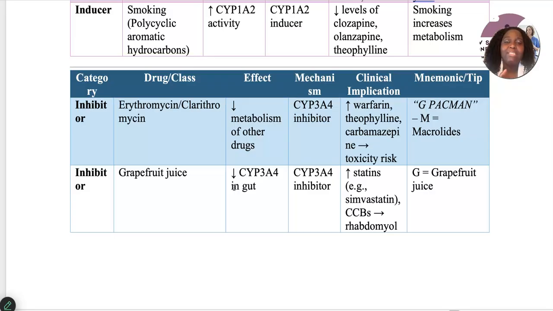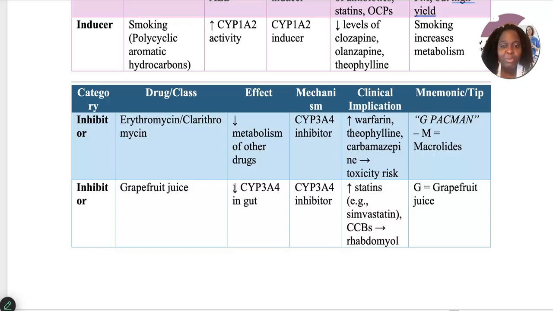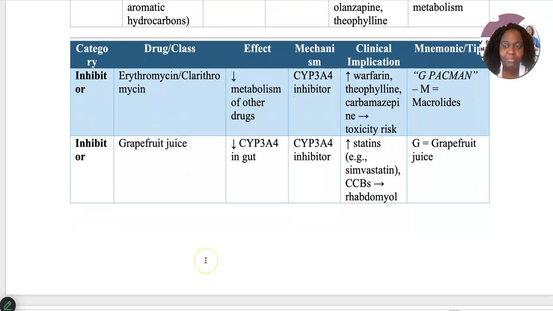Now, smoking, cigarette smoking. All of our patient population do smoke. Cigarette smoking happens to be what? A CYP1A2 inducer. To induce is to reduce, and it will decrease the level of clozapine, olanzapine, and theophylline. Smoking increases metabolism. Let's keep in mind that when it increases metabolism, that means it's going to slow down the drug from working like it should.